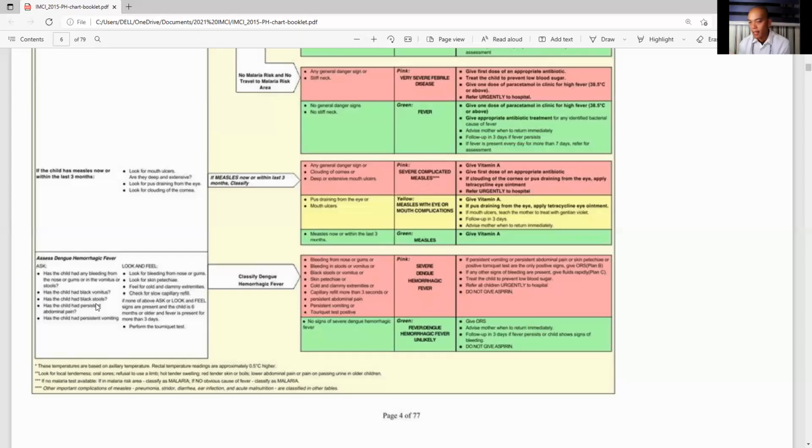Okay, siguro pag upper colon, probably it can be red. Okay, but if it comes from the small intestines, the bleeding is there. What will happen? The blood will pass through the small intestines, then through the large intestines to the rectum. It will come out as black.